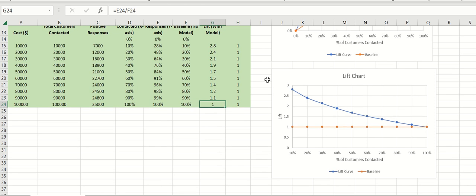And then for the lift chart, it's just a kind of a different way of looking at it. And here you can really see the diminishing returns as you mail out to more and more of your customers and get closer to just mailing out to your entire customer base.